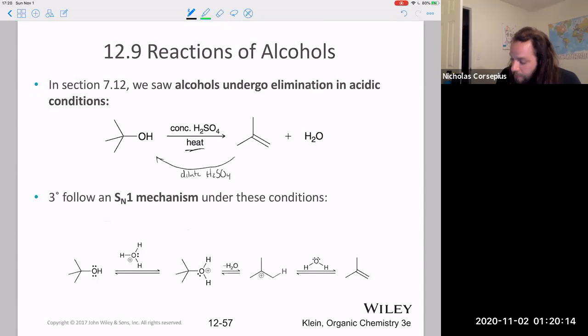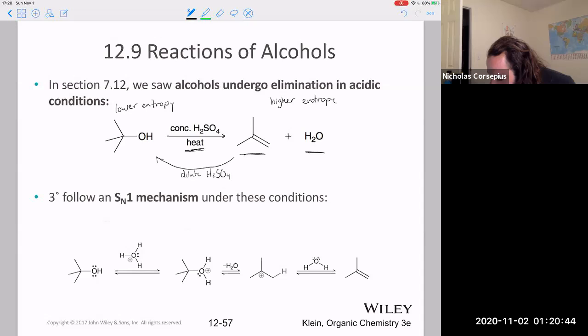Notice that heat is good because this side over here is higher entropy, because 2 moles of products are formed, whereas this side over here is lower entropy because there's only 1 mole of reactant. The more small molecules that are formed, the higher the entropy. And so that's why when we use heat, we can help favor that higher entropy product.